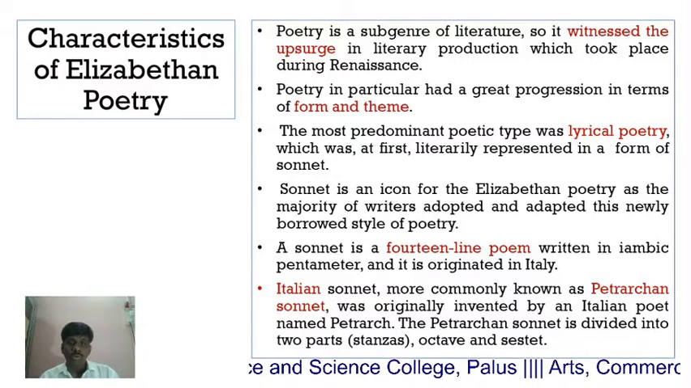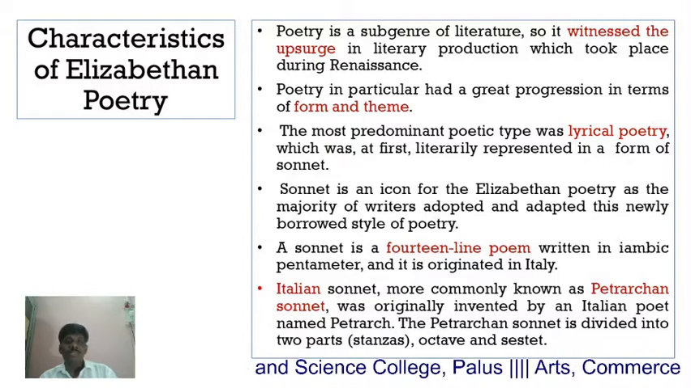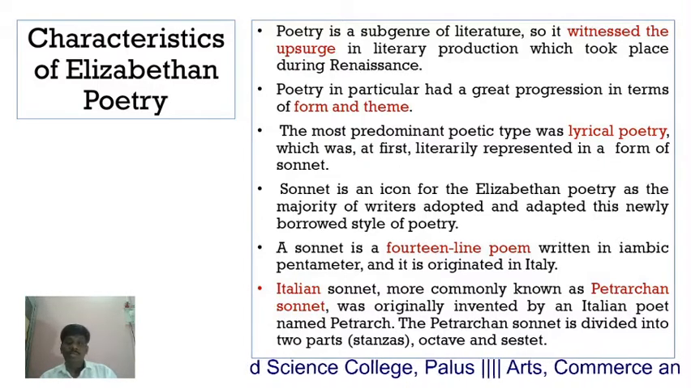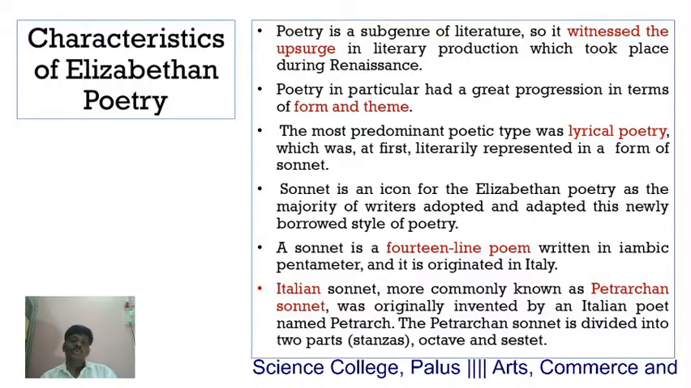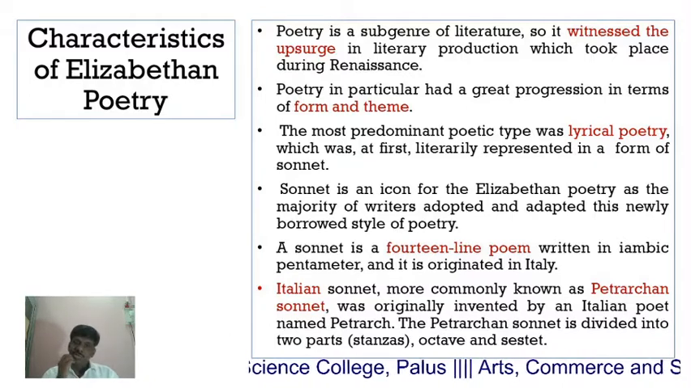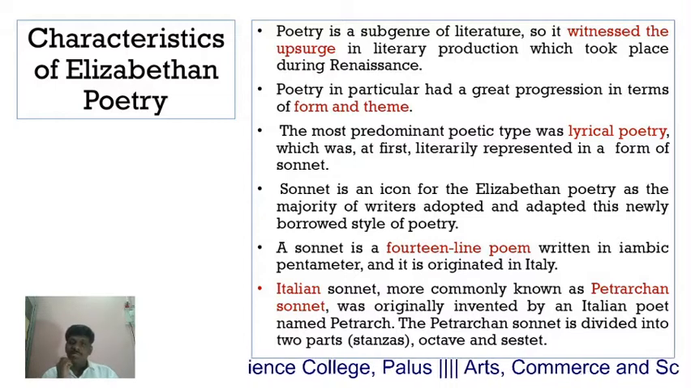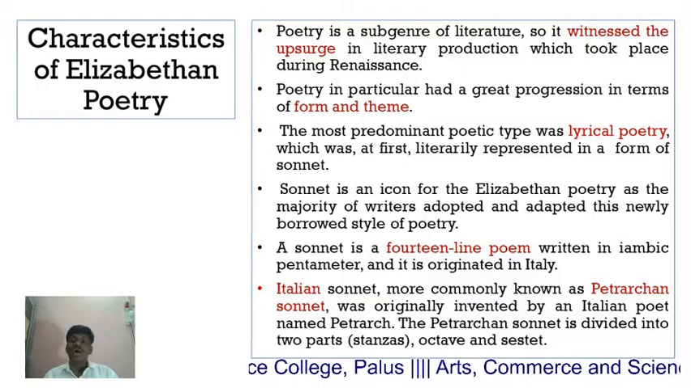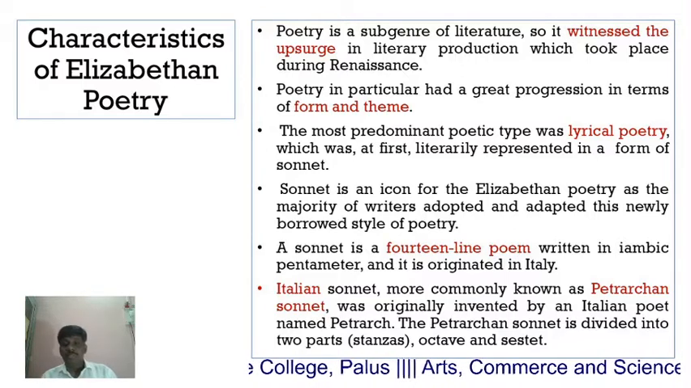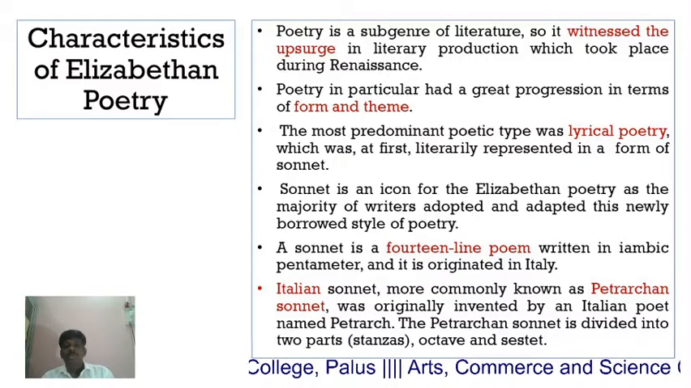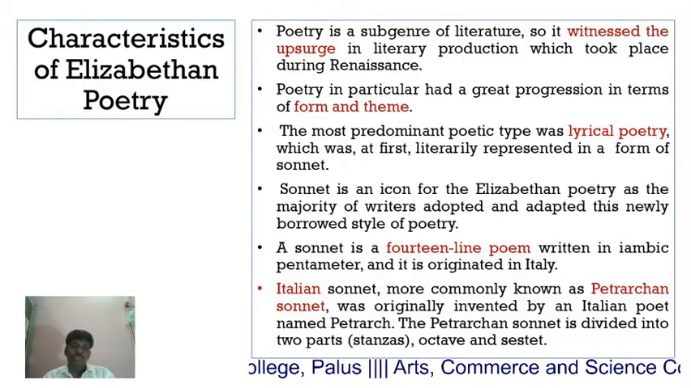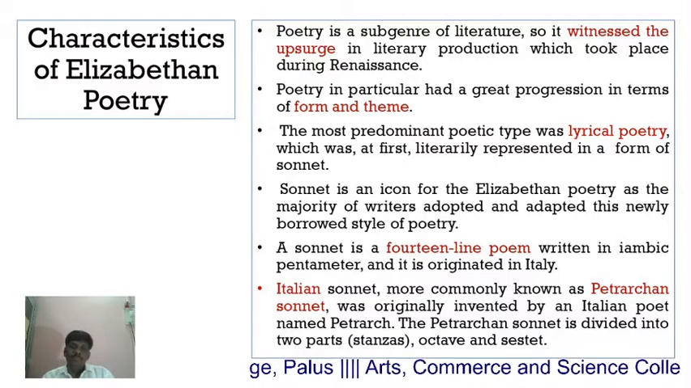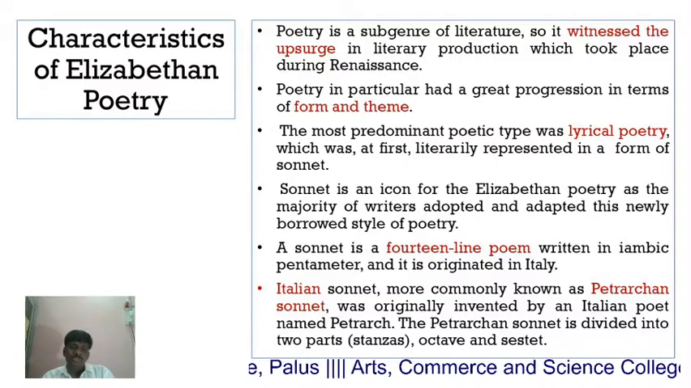Sonnet is an icon for Elizabethan poetry, as the majority of writers adopted this newly borrowed style of poetry. And this newly borrowed style of poetry is borrowed from Italy. It is borrowed from Petrarch, that is an Italian sonneteer. So this became a very significant poetic lyrical type in this particular period. A sonnet. What is a sonnet?